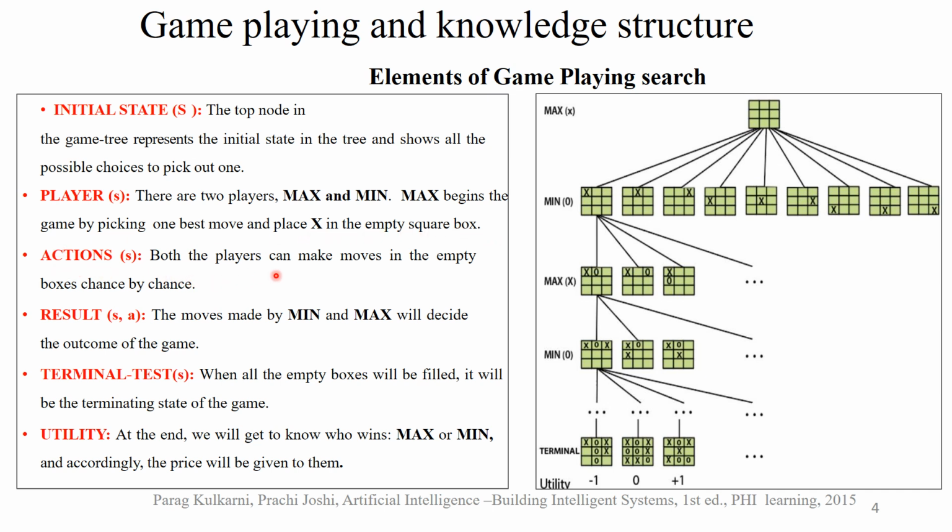Actions. Both players can make moves in the empty boxes turn by turn. Result. The moves made by Min and Max will decide the outcome of the game. Terminal test. When all the empty boxes are filled, that will be the terminating state of the game. Utility. At the end, we will come to know who is winning, whether it is Max or Min.